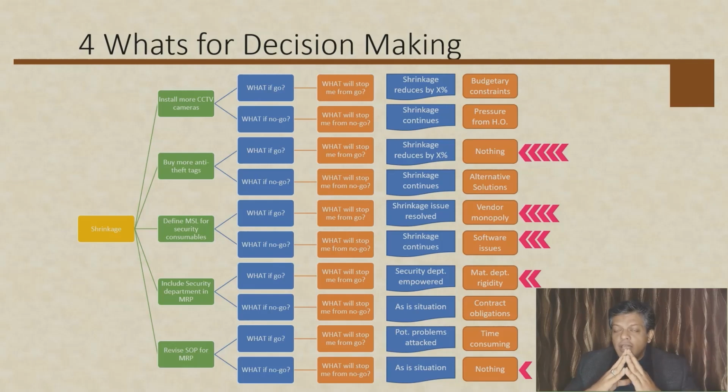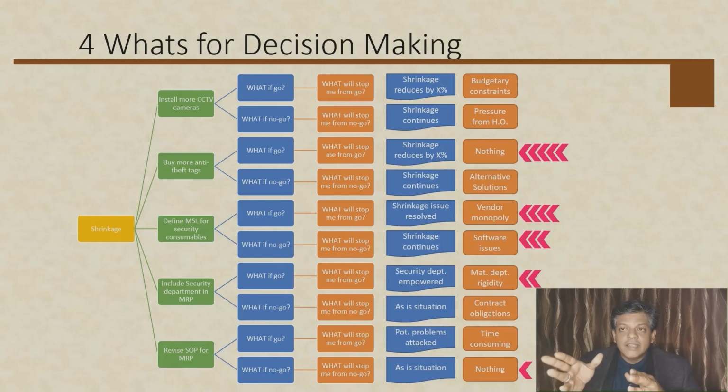Likewise, you also have to ask what twice more. In this case, what if I don't go ahead with installing more CCTV cameras? Analyze and arrive at the answer, and ask the next what, that is, what will stop me from not going ahead installing more CCTV cameras. So with each option you're using the what 4 times. First 2 whats are to evaluate the consequences of the action, of performing or not performing the action, and the other 2 whats are to identify the roadblocks in performing or not performing the action.